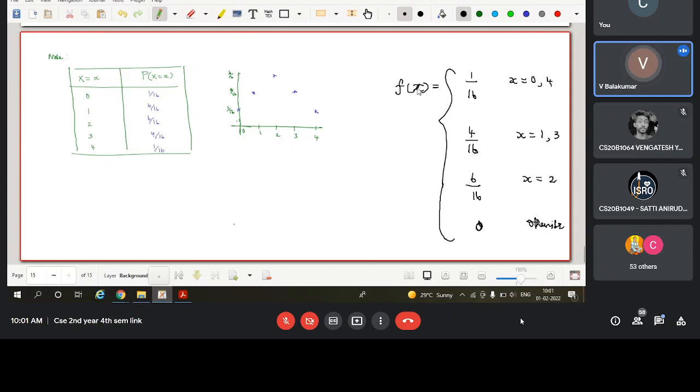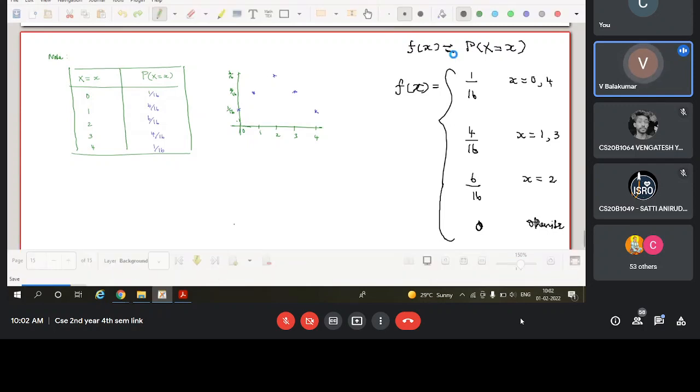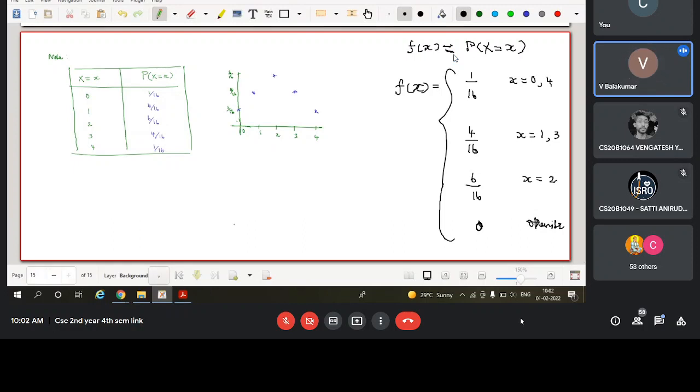You can write like this, where this f of x is actually a probability for this value. That's it. 3 ways of representing. One more example we will see. Hereafter, any one of these is enough. Any one of these 3 representations.